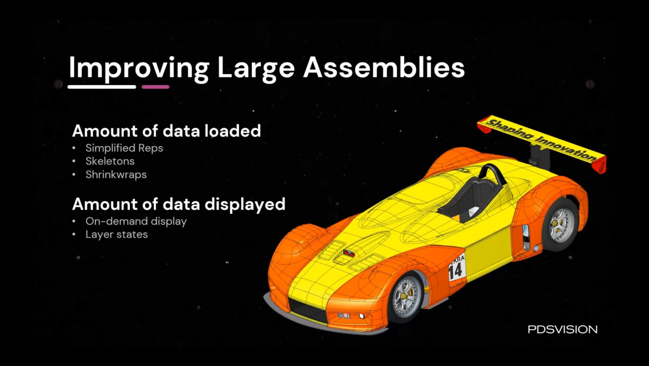We then also have what data is displayed on the screen. So how do we take control of those? We've got representations to help with that. We also have on-demand representations which update and dynamically change as we're working on them. And we've also got things like layer states for hiding components and showing different components on screen as well.